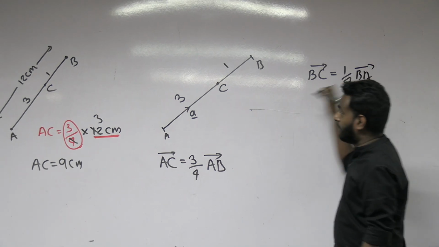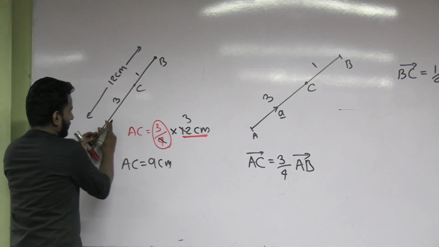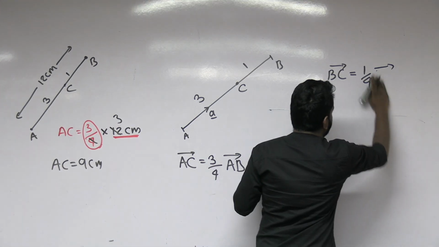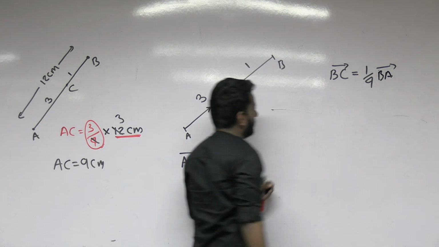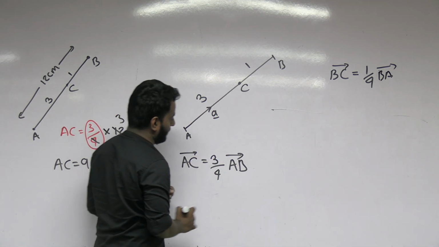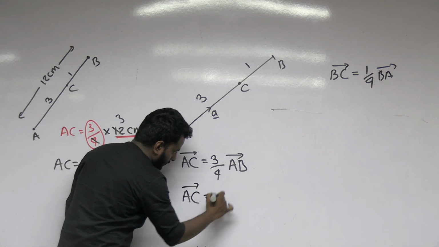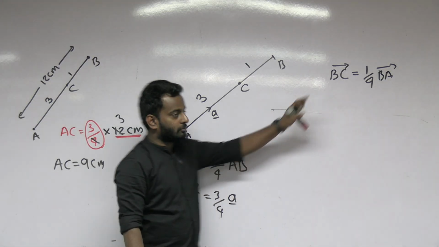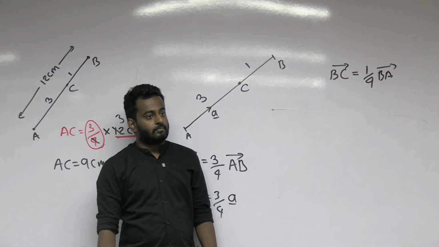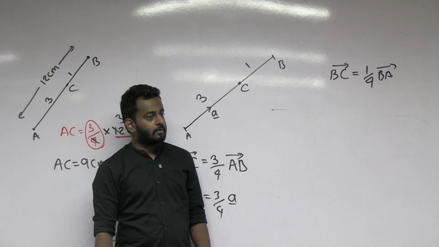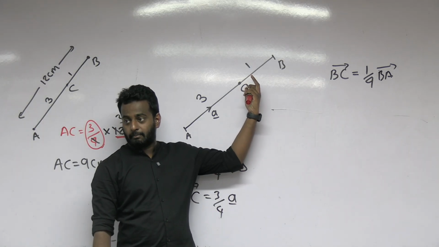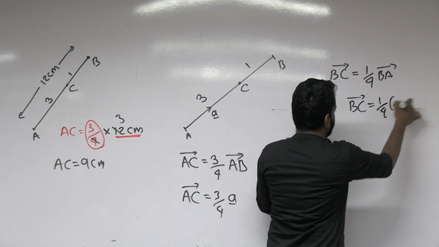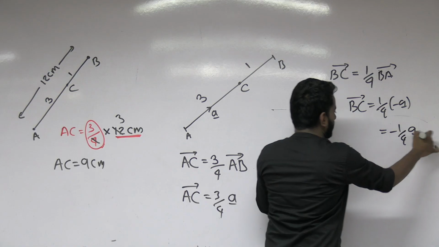Do you get that? Now when finding the length, we don't mind that, because from here to here it's 12, and from here to here it's also 12. But when it comes to vectors, BC equals 1/4 BA. So then we can write AC equals 3 over 4 of the vector AB, which is simple A. And BA is the opposite of AB, which is minus A. So BC equals 1 over 4 of minus A, so it's minus 1 over 4 A.